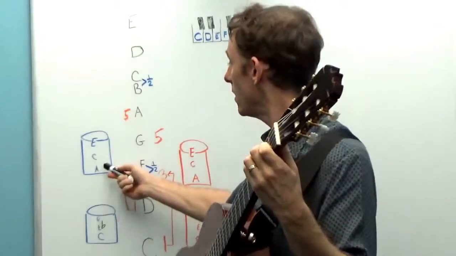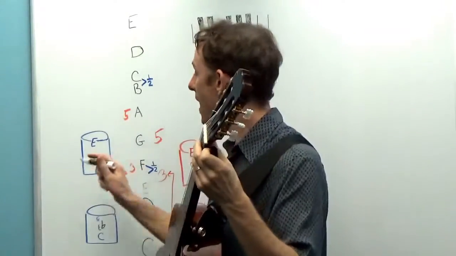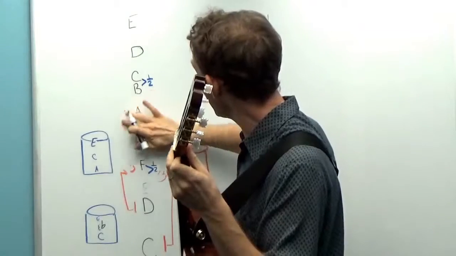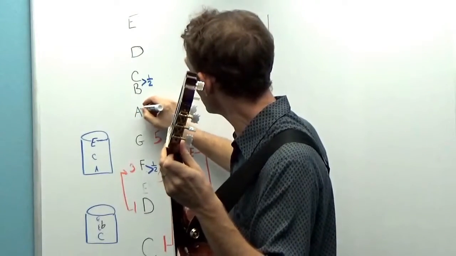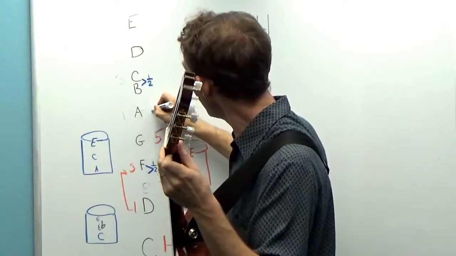Some chords, just using natural notes, already have a minor third between the first note and the third. For example, A, C, E. The distance from A, let's call that our root or our 1, to C is going to be a minor third.